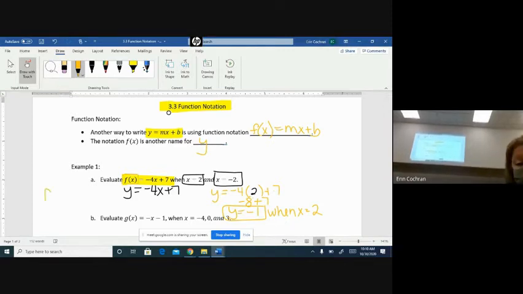Now, function notation will say, okay, remember it's f of x, right? So f of, what do we plug in for x? 2 equals, what did we get when we evaluated it? Negative 1. That's all that means, okay? So f of 2, so that means x is 2, y is negative 1. That's all that means, guys.